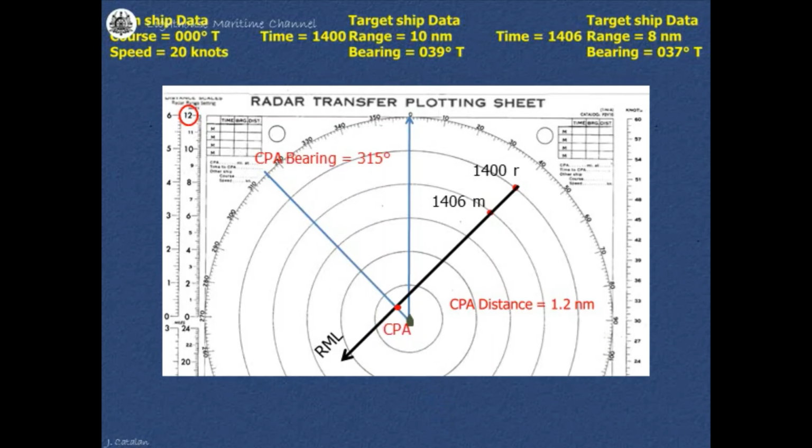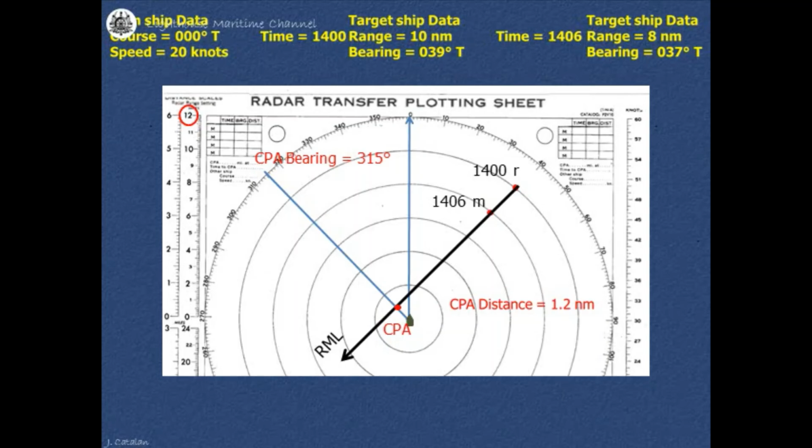The first target range was 10 nautical miles, taken at 1400 hours. The second target range was 8 nautical miles, taken at 1400 hours, 6 minutes. The distance is equal to 2 nautical miles, and the time interval is 6 minutes. The formula is SRM, which stands for speed of relative movement, equal to distance divided by the time interval.